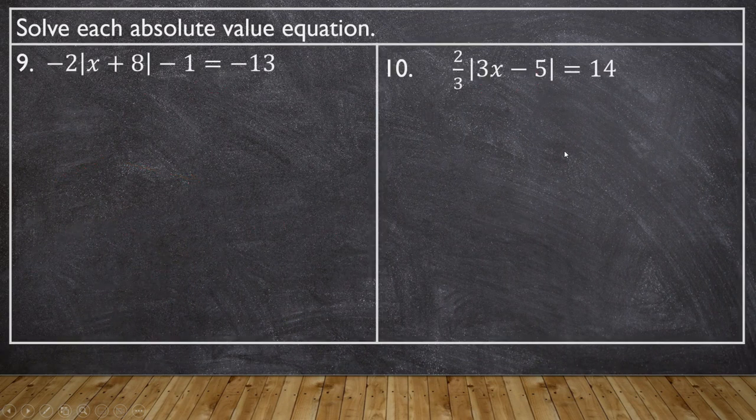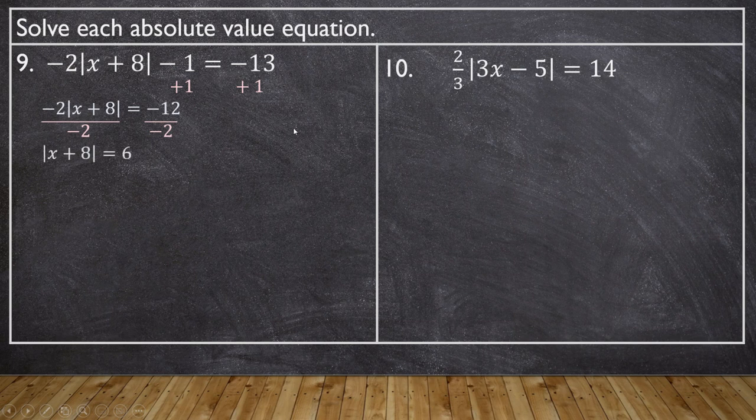Okay? For number 9, I have negative 2 times the absolute value of x plus 8 minus 1 is equal to negative 13. Okay, I'm going to add 1 to both sides. I get negative 2 times the absolute value of x plus 8 is equal to negative 12. Now I can still get rid of this negative 2. I do that by dividing by negative 2. Negative 12 divided by negative 2 is, hopefully we all said 6.